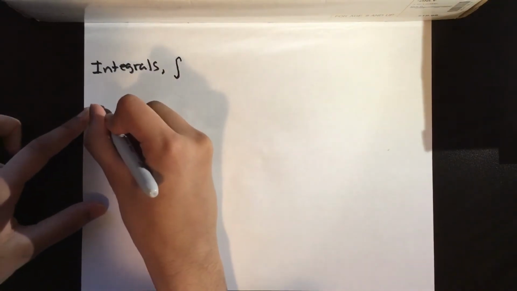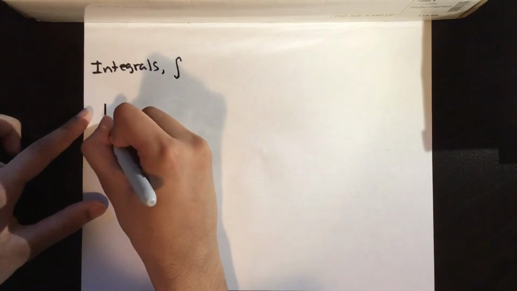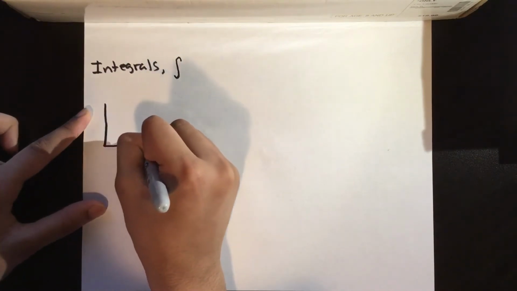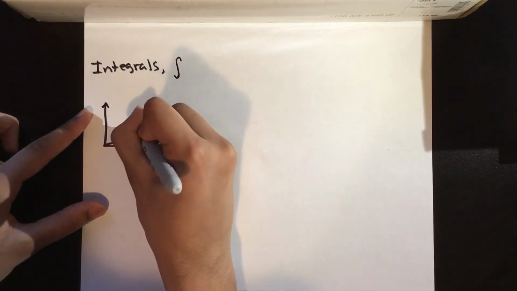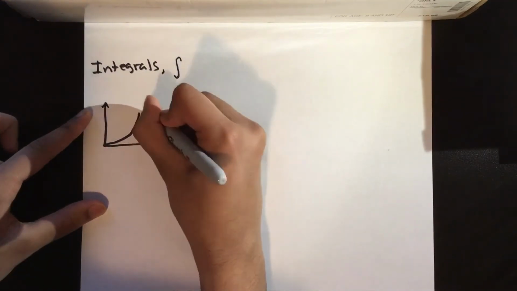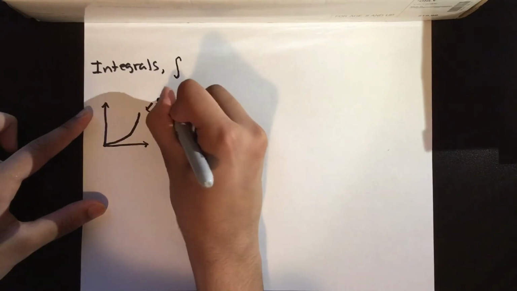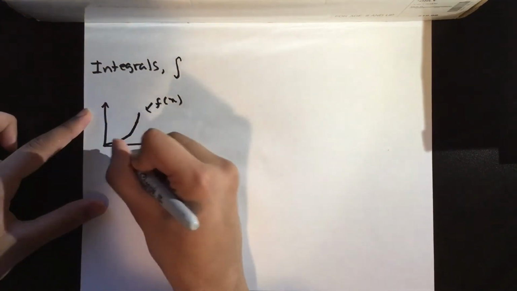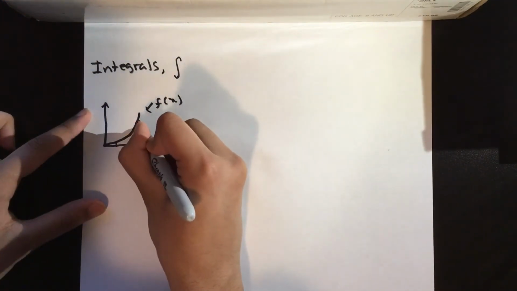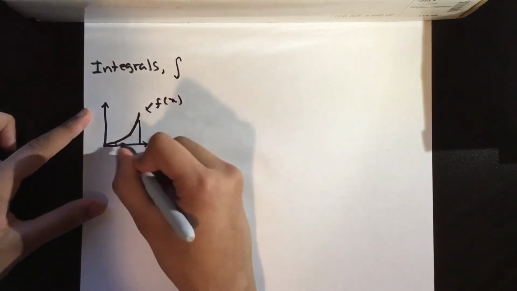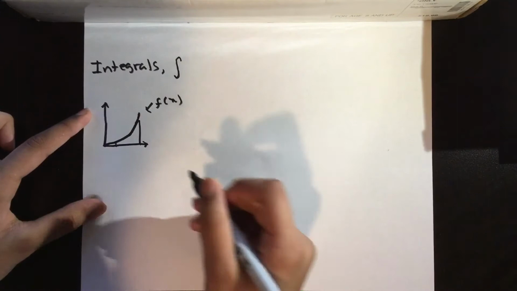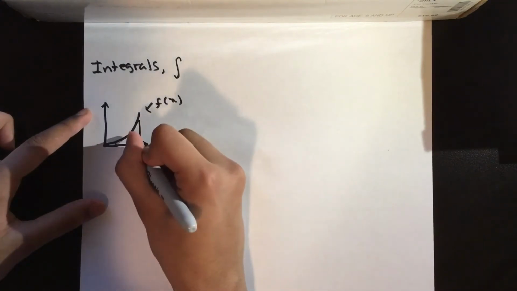So how do we go about doing that? First, if we're given a function such as this, and we can name it f(x), and we're given this boundary, and we're asked to find the area under this boundary, we can go about doing that. We can get an approximation of the area by dividing this boundary up into pieces.